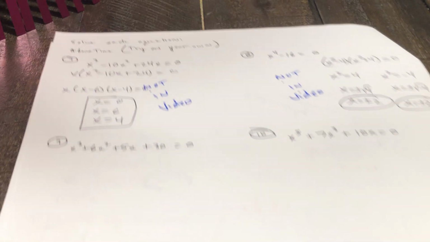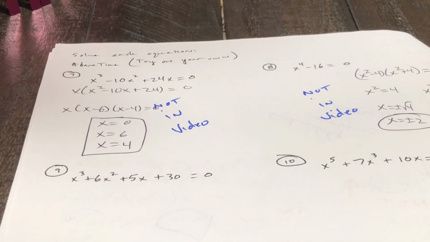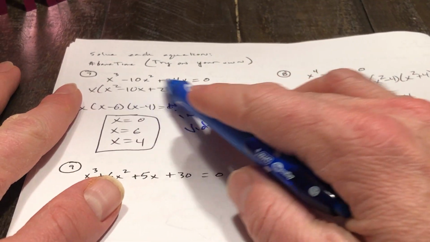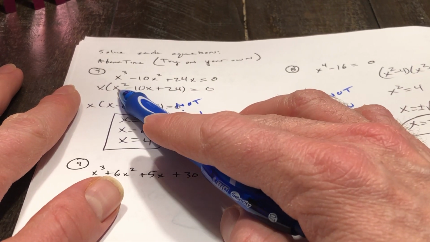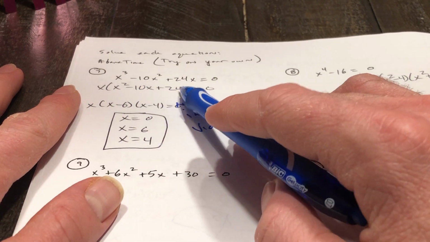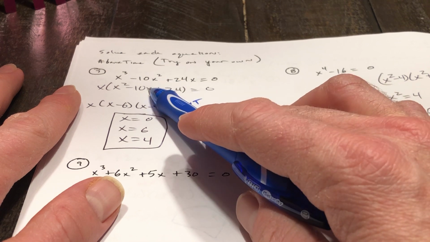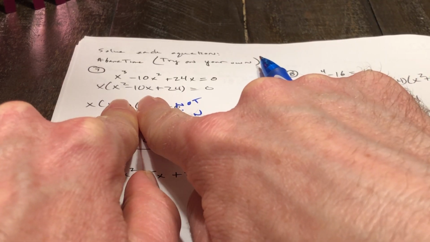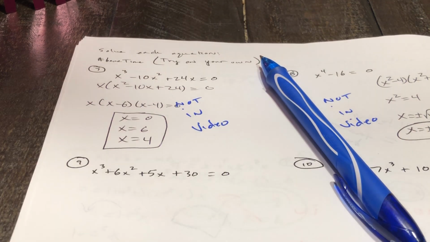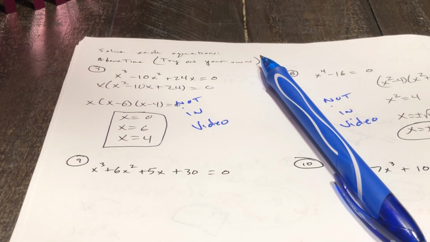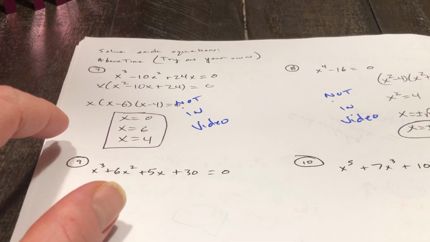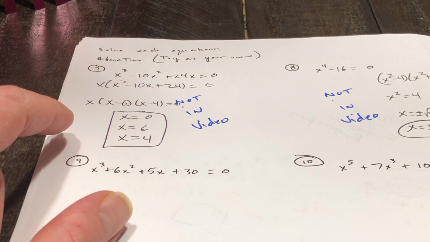Let's take a look at page 11. All right, so just like the last one we did, these all have an x that I can take out, leaving me with x squared minus 10x plus 24. Well, multiplies to 24 and adds to a negative 10: negative 6 and negative 4. And I set x equal to 0, x minus 6 equal to 0, and x minus 4 equal to 0. And I get my 3 solutions, 0, 6, and 4. Don't forget about all 3.